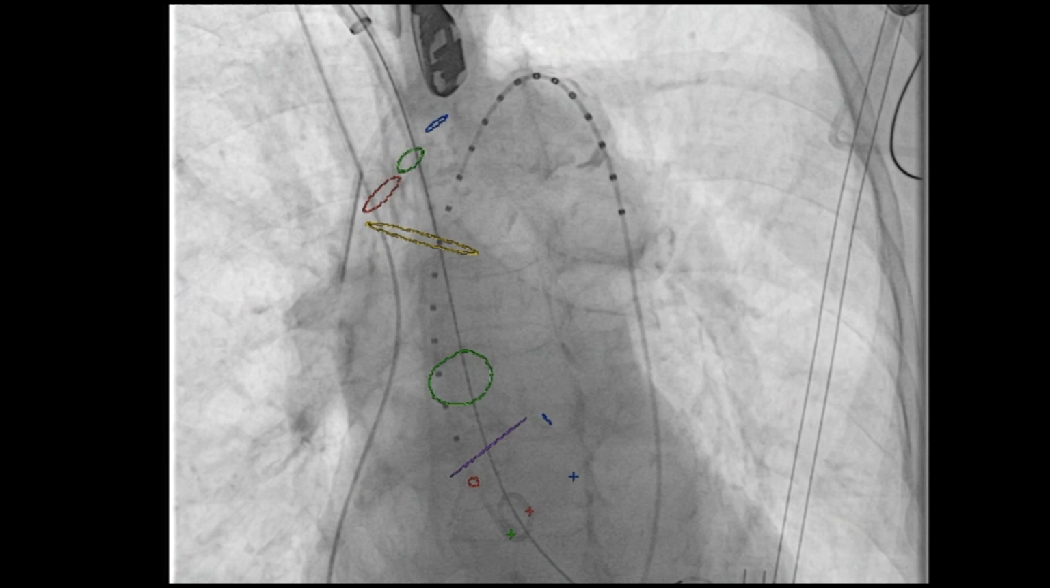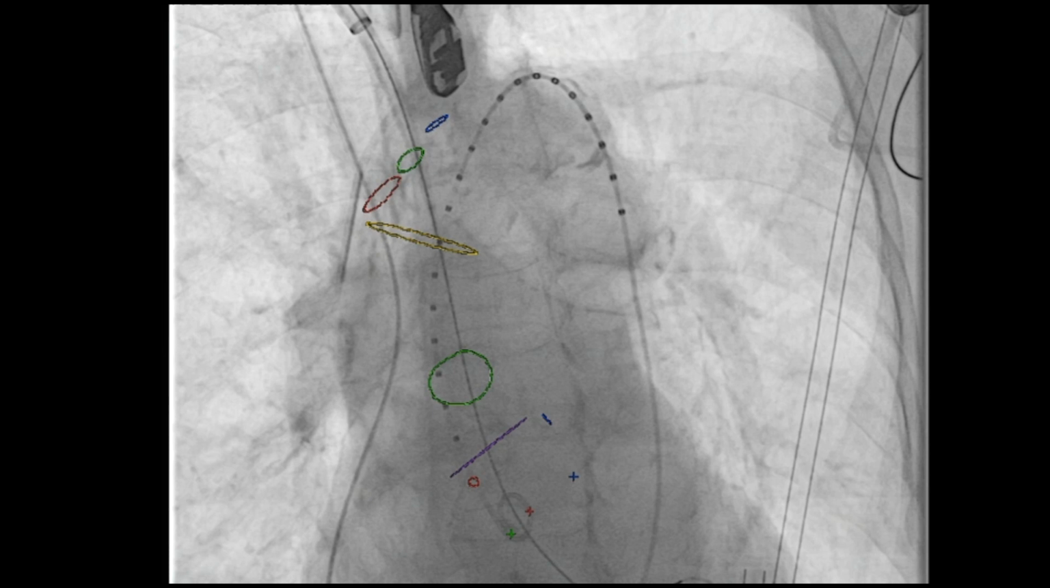The fiducial markers demonstrated on this screen are made possible secondary to fusion of the fluoroscopic images to the preoperative CT angiogram, referenced to bony landmarks. The top three smaller circles to the left of the screen demonstrate aortic arch vessels. The yellow circle demonstrates origin of aortic arch.